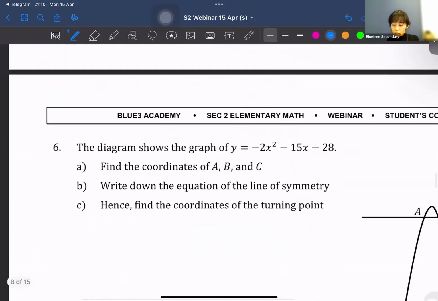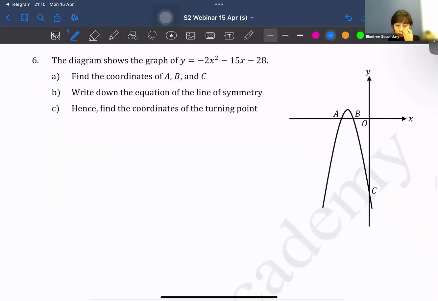Okay, moving on to the last question that I'm going to go through. We actually have two more questions, but don't worry, we'll share the solutions with you guys. So you can attempt the other two questions by yourself and counter check with the solutions. There will be workings provided in the solution copy.